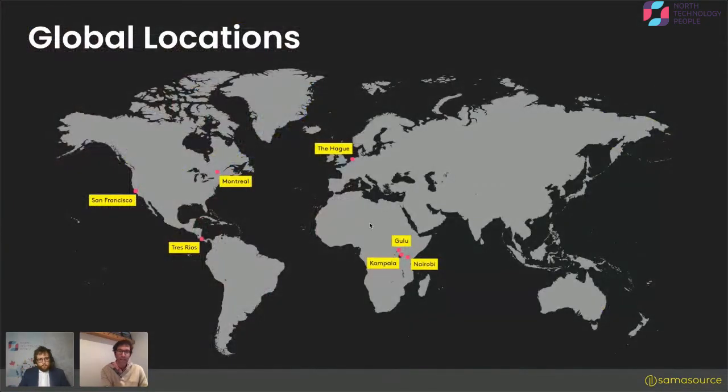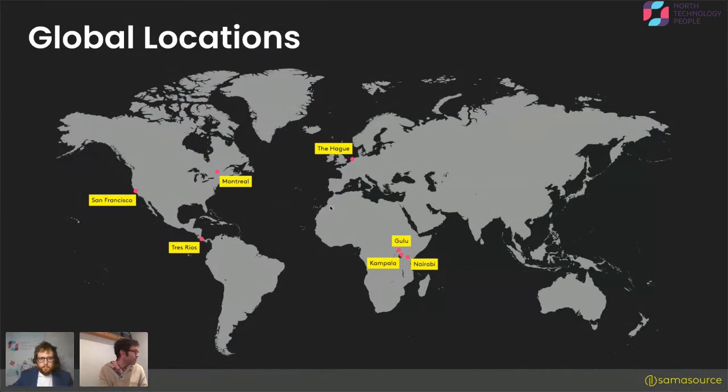Just to give you an idea, this is the map of our locations. The annotation offices, delivery centers, are mostly here in Gulu, Kampala, and Nairobi, so in Kenya and Uganda. The rest of our offices: Montreal is mostly about tech. We have San Francisco, Tres Rios in Costa Rica, and The Hague.